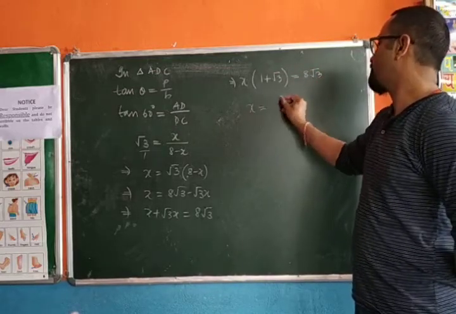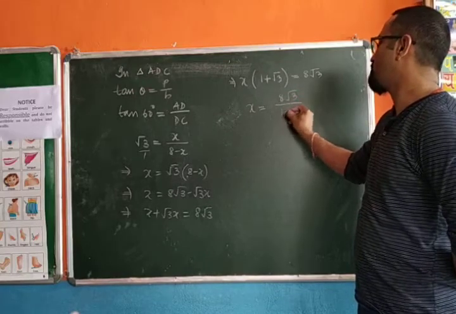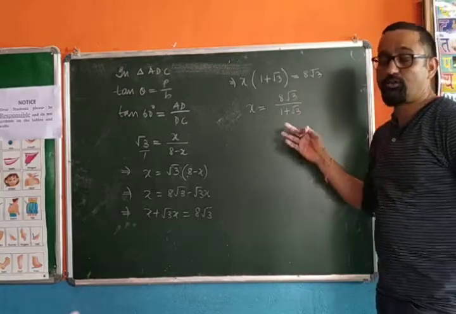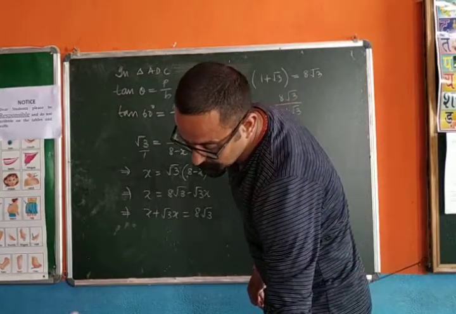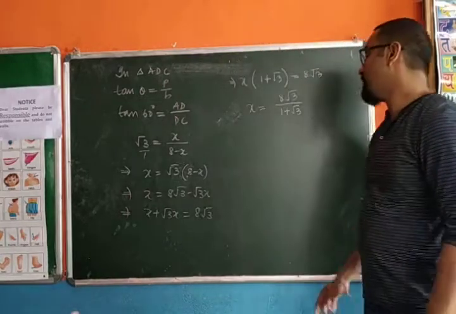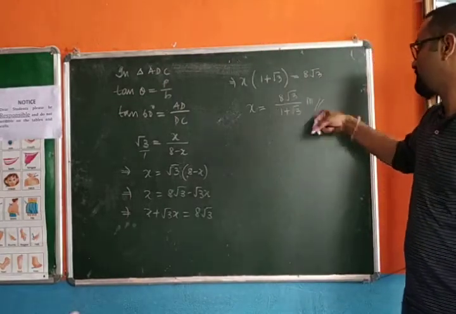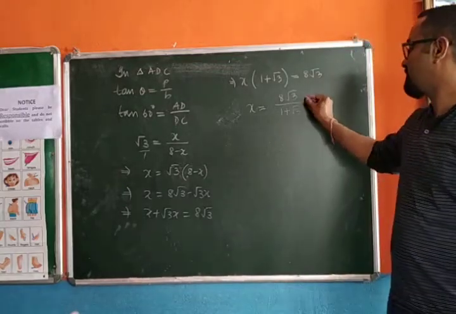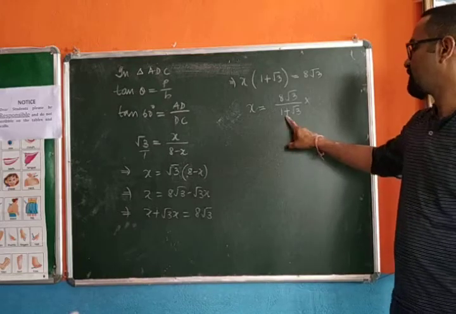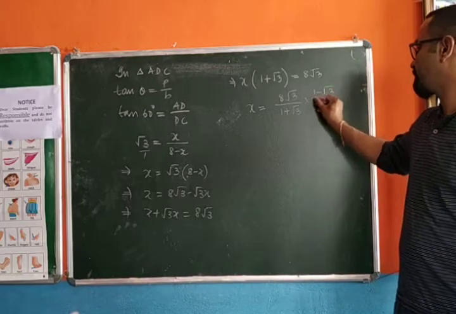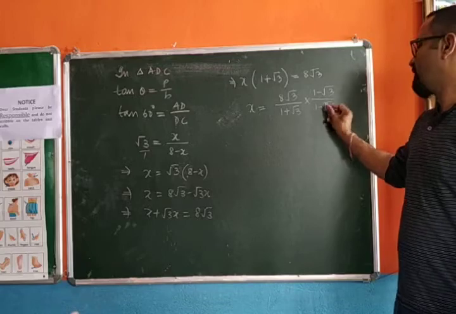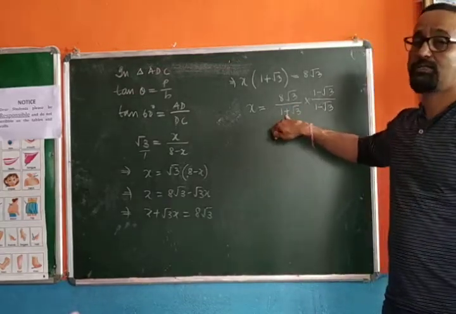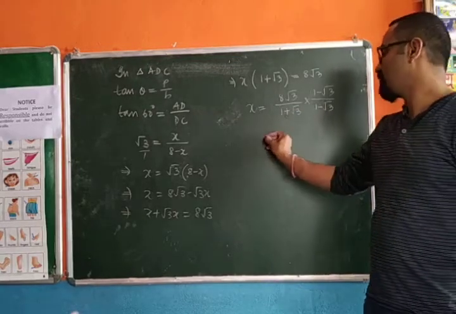Make x the subject of the formula. 8 root 3 divided by 1 plus root 3. You can leave it like this, or you can do the simplification later. If you want to simplify this answer, then you have to rationalize it. Put a multiplication sign. There is a plus sign, so 1 minus root 3, 1 minus root 3. The process of multiplying both numerator and denominator by this is called rationalization.